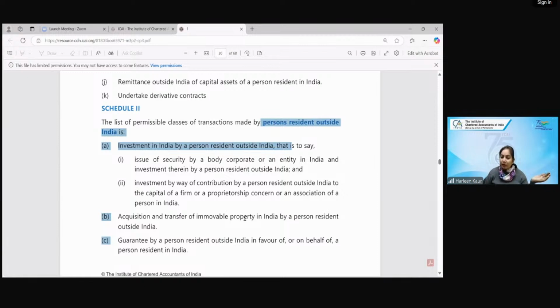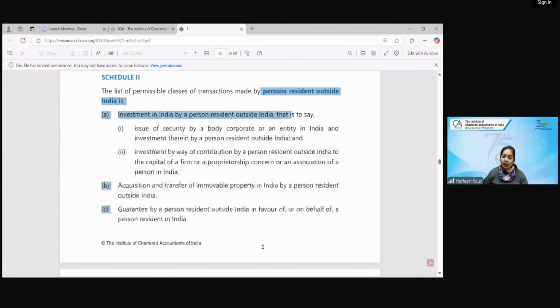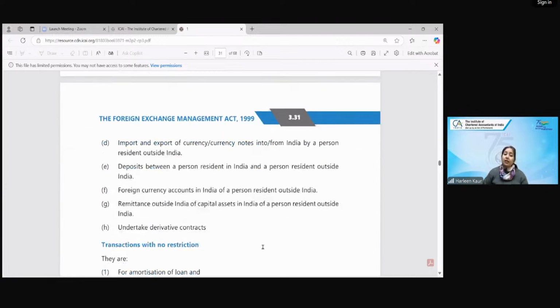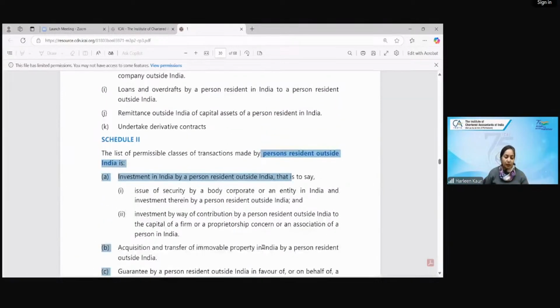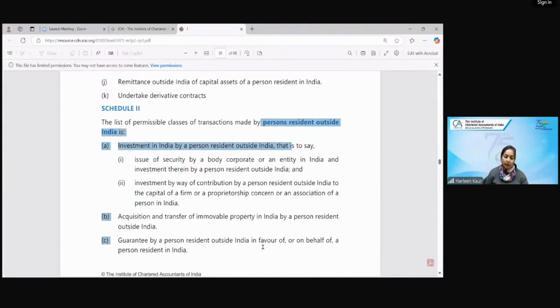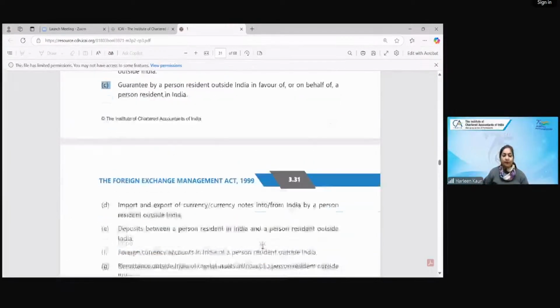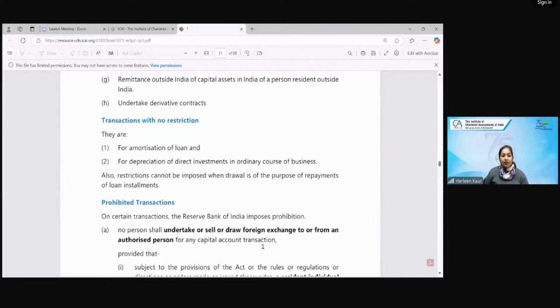Can he acquire any immovable property? Yes, he can acquire any immovable property in India. Can he give the guarantee for any person? Yes, he can give the guarantee. So the same points that are written A to H, A to K over there, are the similar points over there. For a person resident outside India, these are permissible transactions. For a person resident in India, those are permissible transactions. Now he can also give the guarantee in favor of another person. Is that clear? All the transactions are the same.